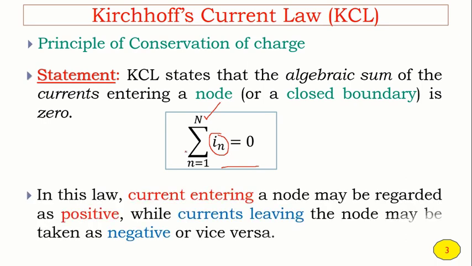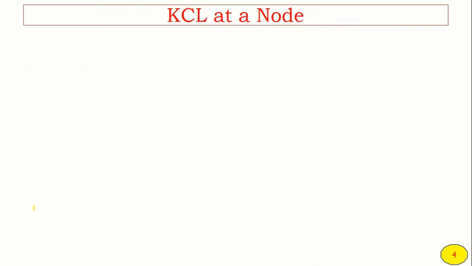So, in order to use this equation, we can assume entering current at the node as positive, while the leaving current from the node as negative. Or you can make it vice versa. Let's take an example.